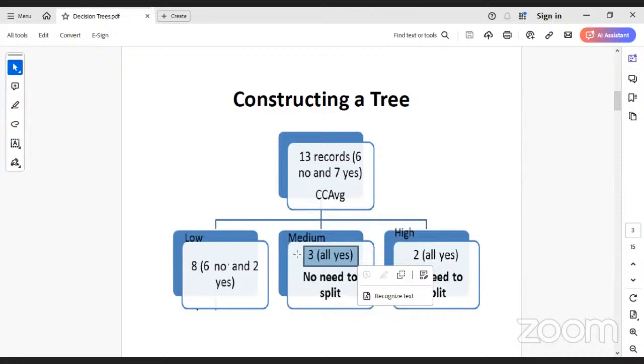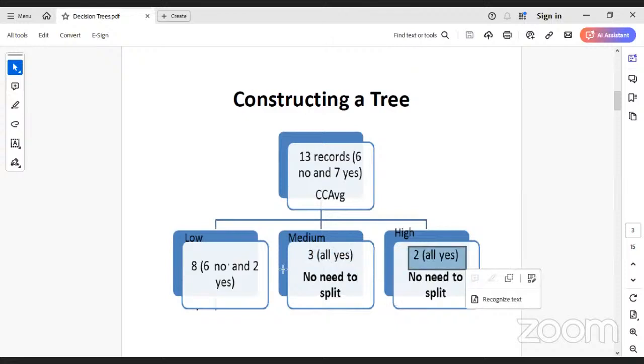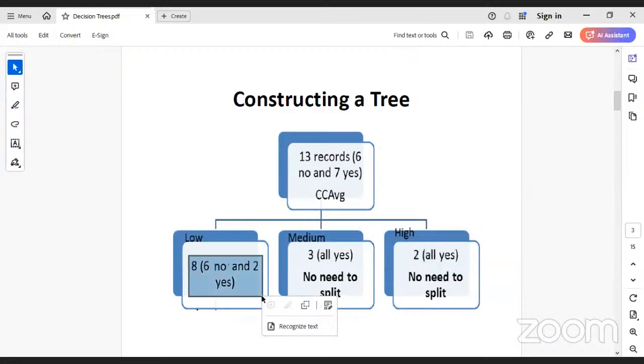So in medium we have 3 records and all are yes. In high we have 2 records and all are yes. So there is no need for us to split further. But coming to the class low, we have 8 records, 6 are no, 2 are yes. So this is not a leaf. So there is a need for us to go further.